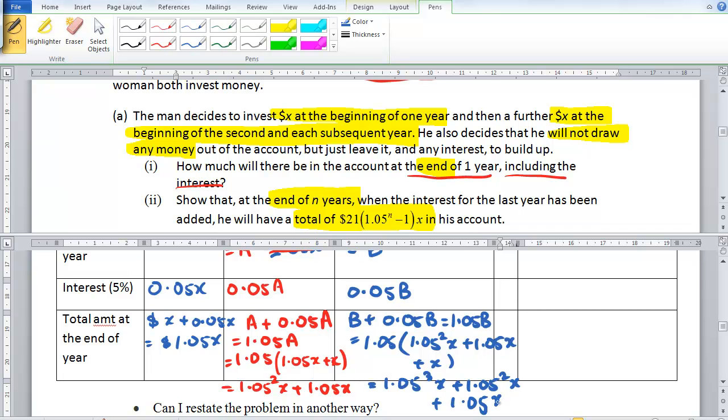Now, do you see that when we study this pattern very carefully, at the end of year 2, the power of 1.05 starts with 2, and when it's at the end of year 3, the power of 1.05 starts with 3, and the series always ends with 1.05x. Do you see that for year 1, year 2, and year 3? So picking up such patterns actually allows me to write down the amount at the end of year n.